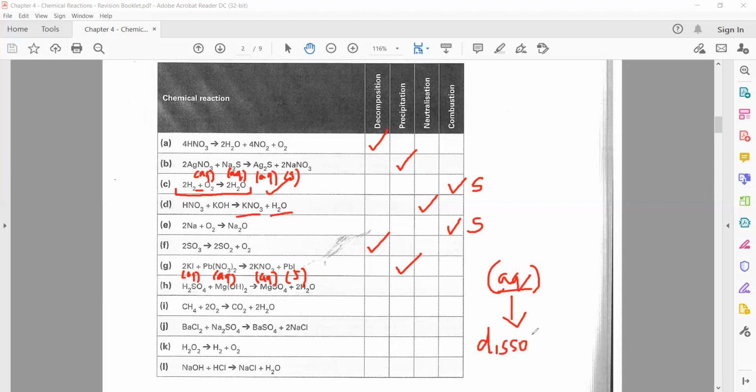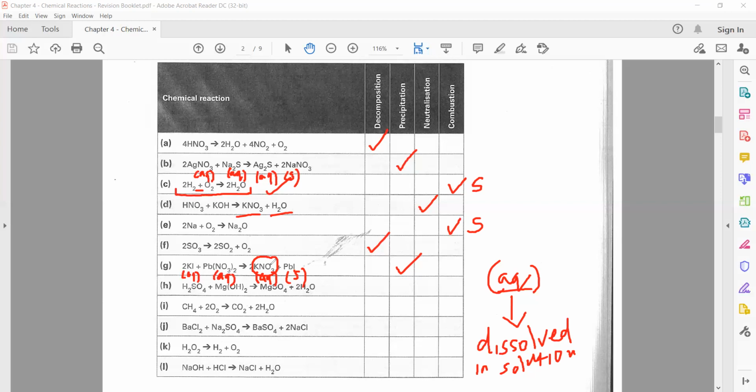So what that means is that, for example, and I'll just write that first, dissolved in solution. What that means is that when I have, for example, an aqueous compound, such as in this case, let's say potassium nitrate, if I take potassium nitrate and put it in a test tube, it will completely dissolve in solution.